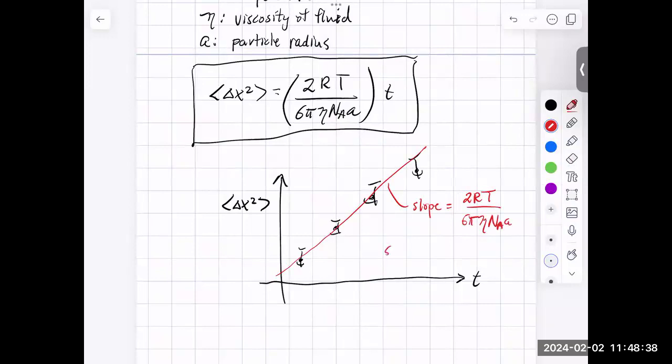And so you could solve for Avogadro's number. If you know your particle size, the viscosity of the fluid you're using, and the temperature, then the slope is all you need to find Avogadro's number. I think it's kind of neat that the silly problem of a drunk trying to stumble home is essentially completely analogous to the random walk of our particle in a suspended fluid.